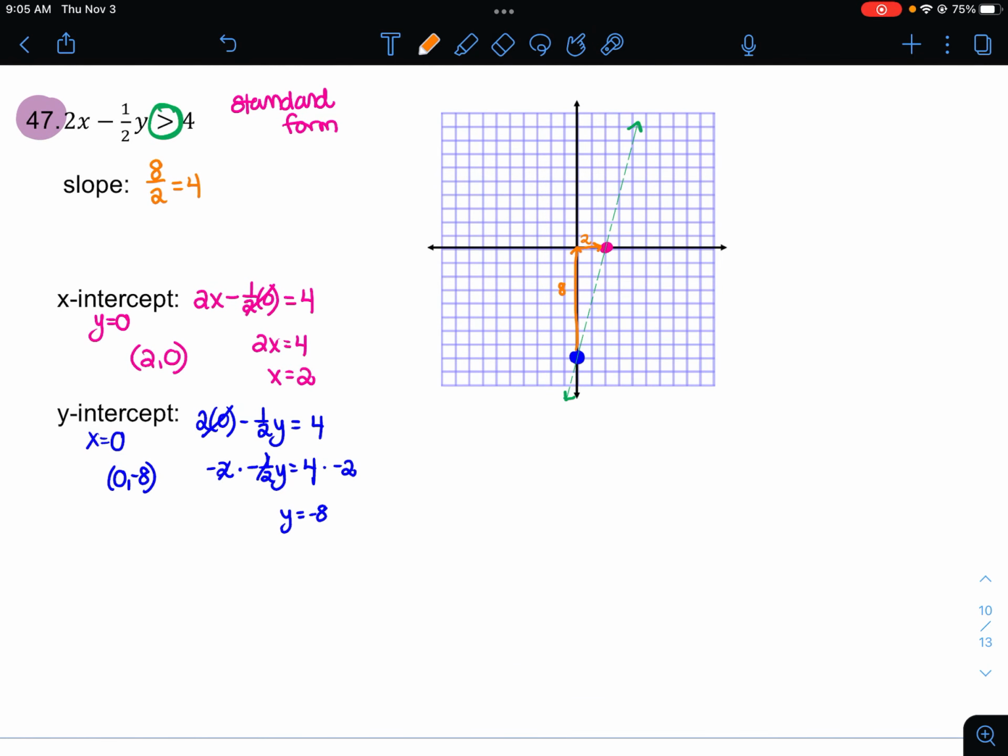That makes sense. All right, the fun part, 0, 0 is not on my line, so I am allowed to plug in 0, 0. 0, 0 is a point right there. So let's see what happens. Is that a true inequality or a false inequality? 2 times 0 is 0. 1/2 times 0 is 0. Is greater than 4. So 0 is greater than 4. Is that true or is that false? That's going to be false. 0 is not greater than 4.